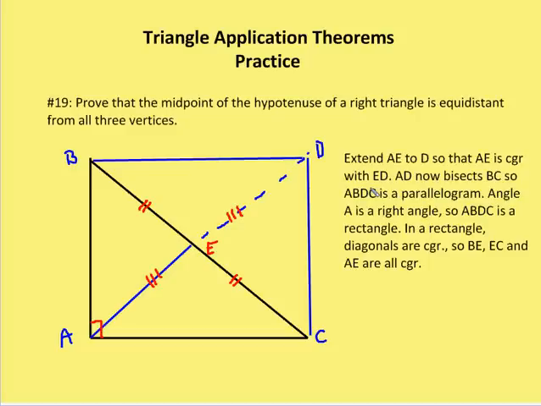Remember, the definition of a rectangle is a parallelogram with at least one right angle. In a rectangle, we know that diagonals are congruent. So now I can say AD is congruent with BC. If two segments are congruent, their halves are congruent. And now I can say that BE, EC, and AE are all congruent.